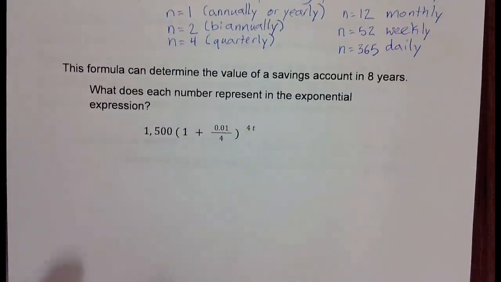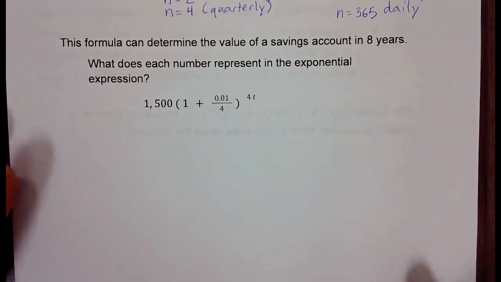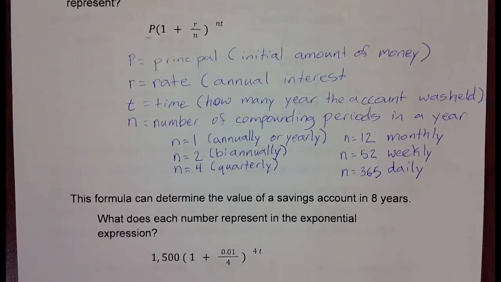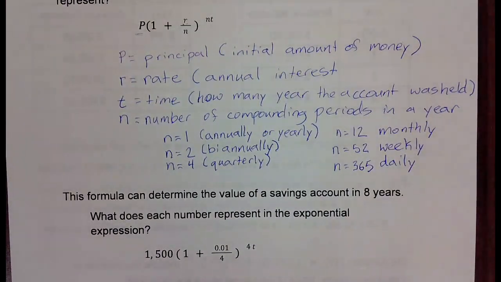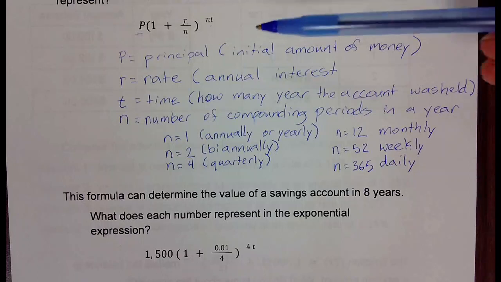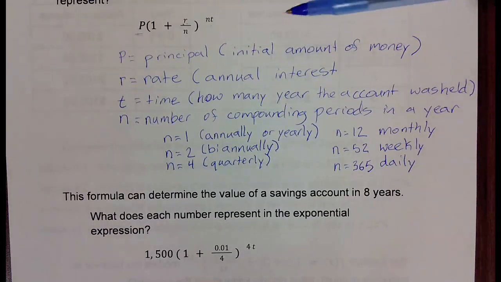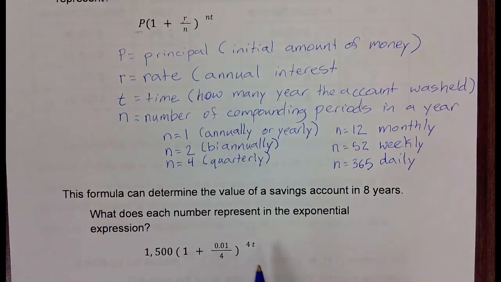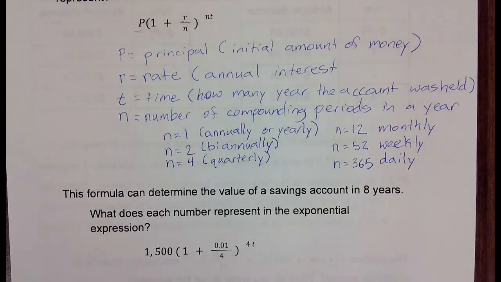Let's look at a specific example using the compound interest formula. Let's leave this here so we can see it. This formula up above can determine the value of a savings account, actually this one, in 8 years. So if we put 8 in for T, then we could determine the value of this savings account. We want to know, what does each number in the expression represent?